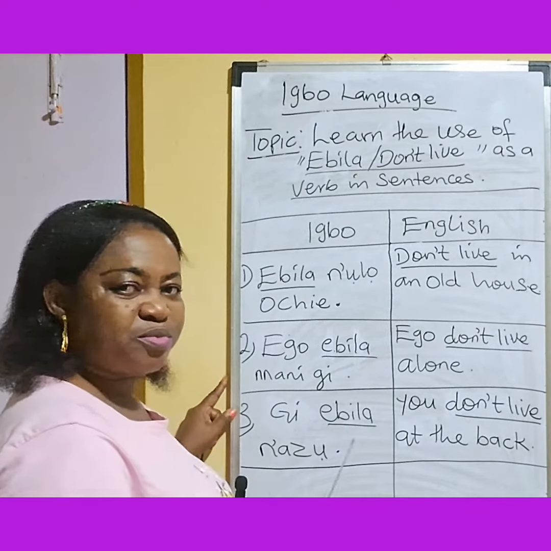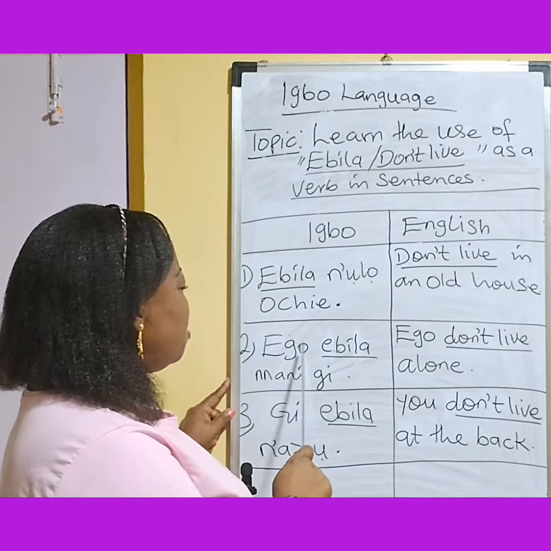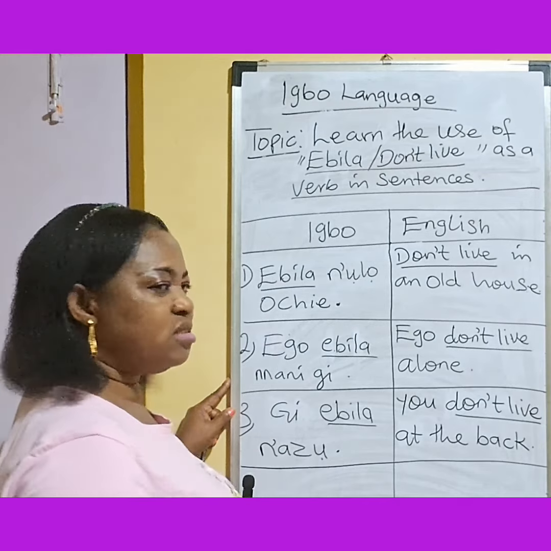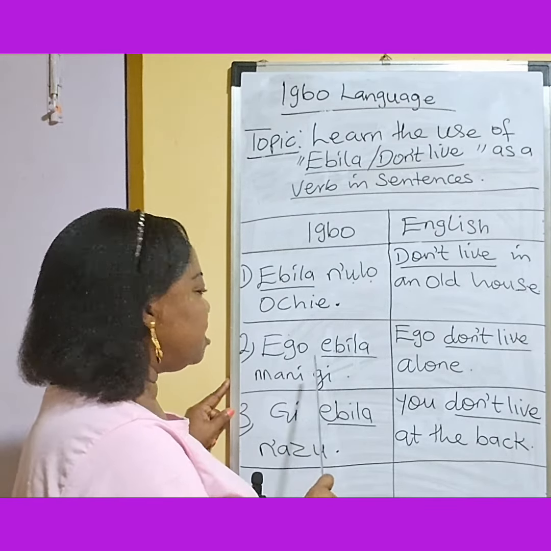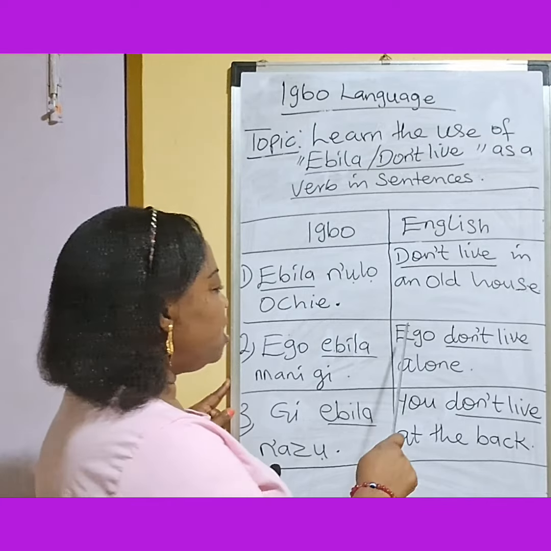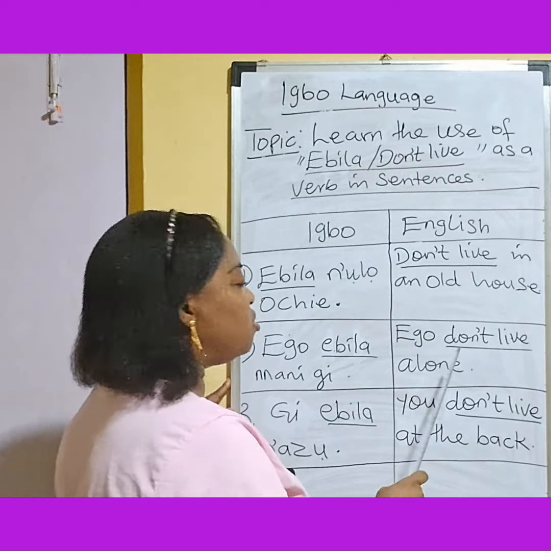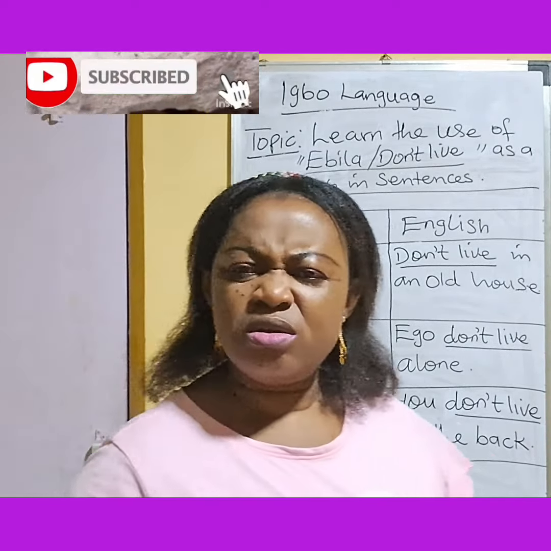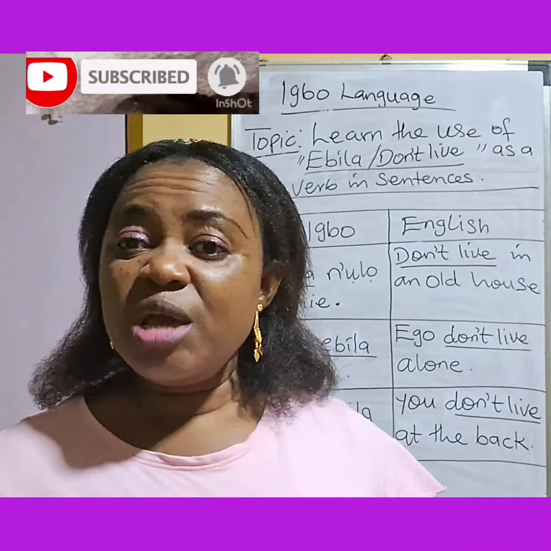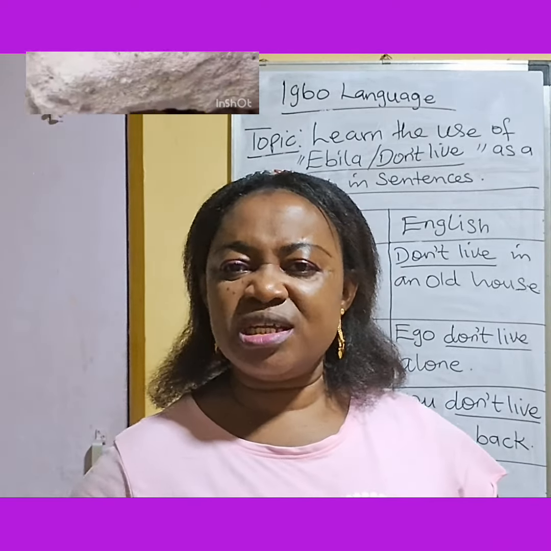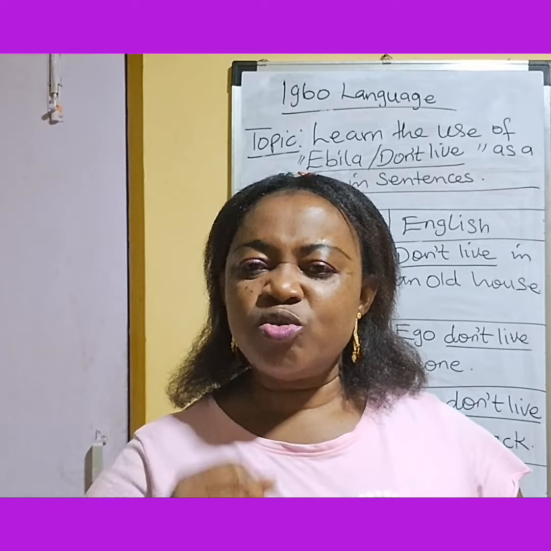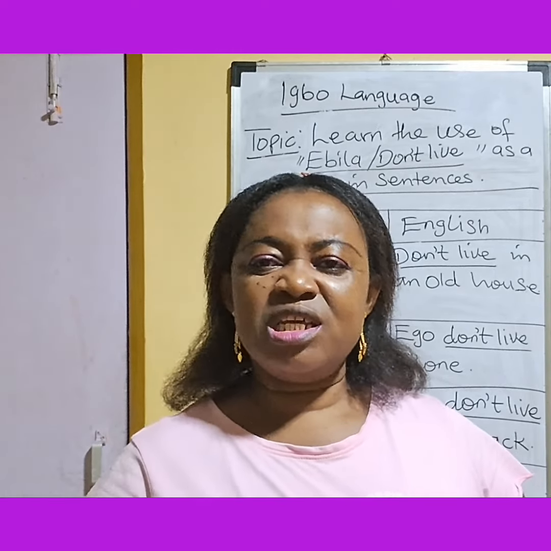Another example. Ego, Ebila naanị gị. Again, Ego, Ebila naanị gị. Meaning, Ego, don't live alone. Have you seen it? That we use Ebila, don't live, as a verb to give command in the opposite way?